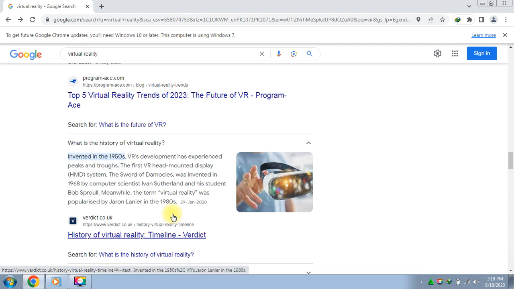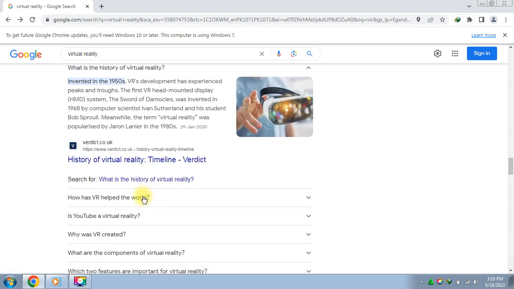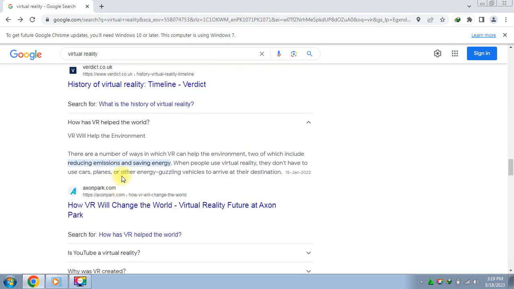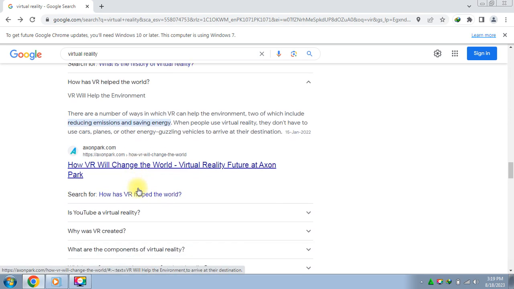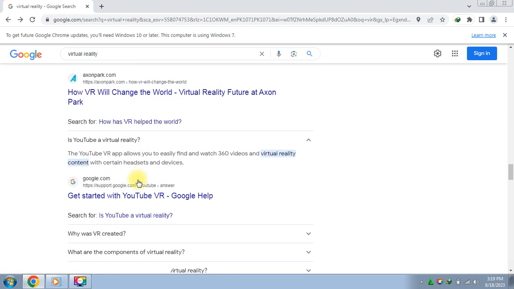Another question is, how does VR help the world? There are a number of ways in which VR can help the environment, which include reducing emissions and saving energy. When people use virtual reality, they don't have to use cars, planes and other energy-using transport to arrive at their destination.